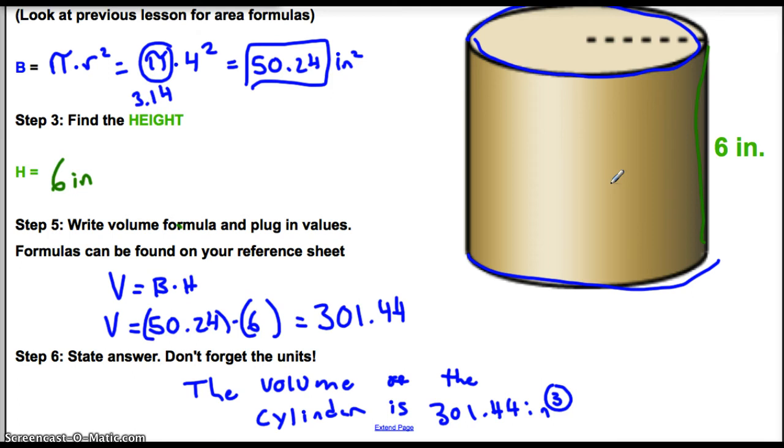Okay guys, remember, if you just follow these steps through, you'll be able to find the volume of any cylinder or prism.